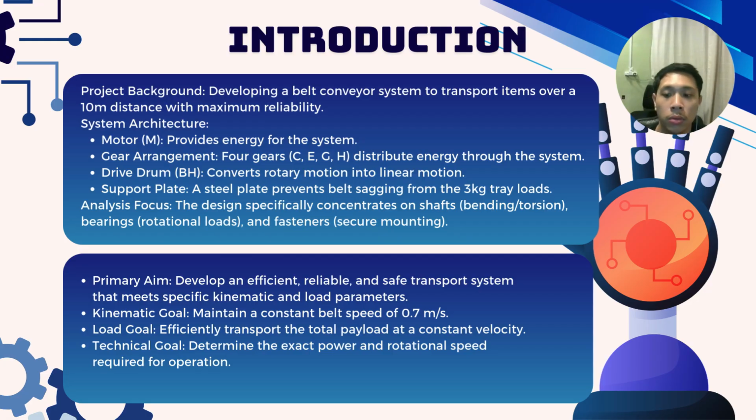Our goal was to develop a system that is not only efficient but also safe and meets specific load parameters. Specifically, we aim to maintain a constant belt speed of 0.7 meter per second and achieve a mechanical efficiency of 90%. And we also determine the exact rotational speed and power necessary to transport our load at a constant velocity.